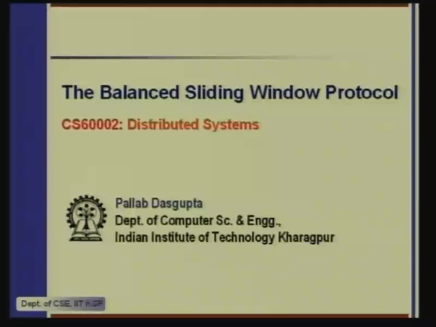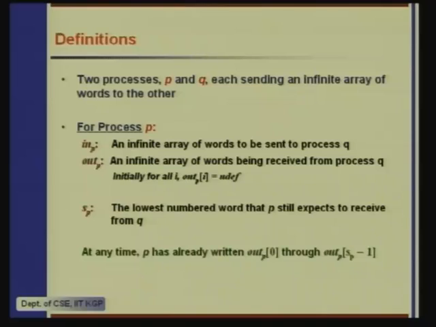We will start our discussion today with what is known as the balanced sliding window protocol. This is a protocol which is followed at the very lower layers of the network stack to achieve reliable communication among two nodes which are communicating over an unreliable channel. We will start with a few definitions.